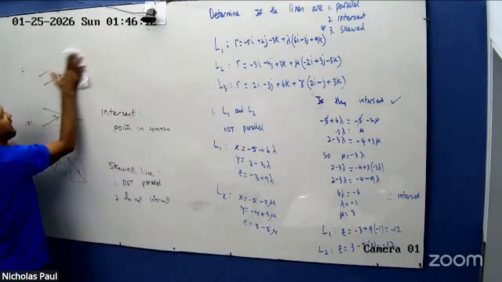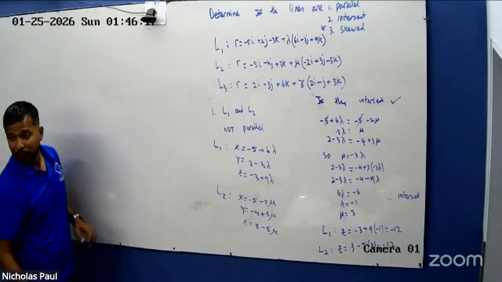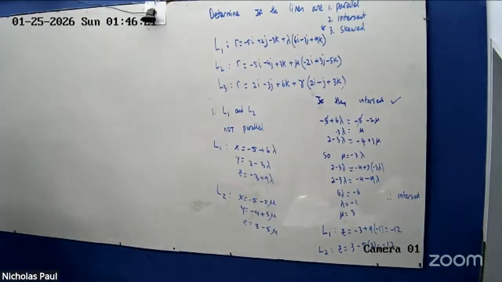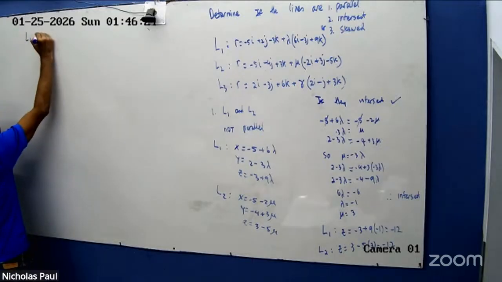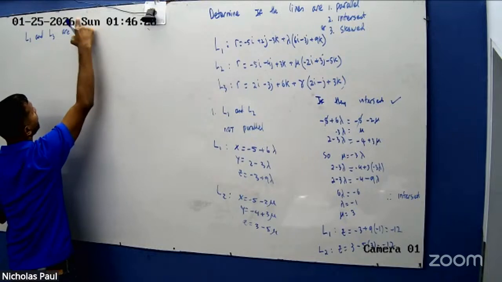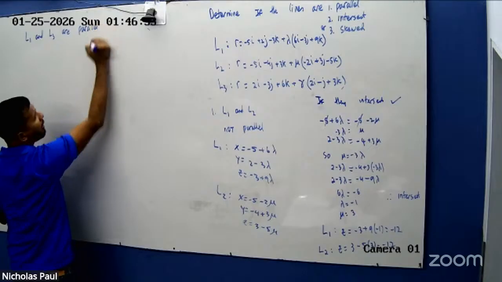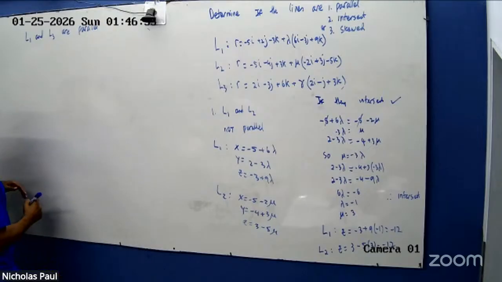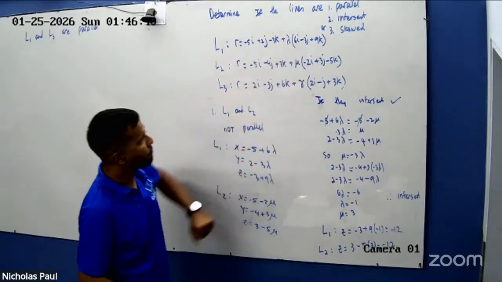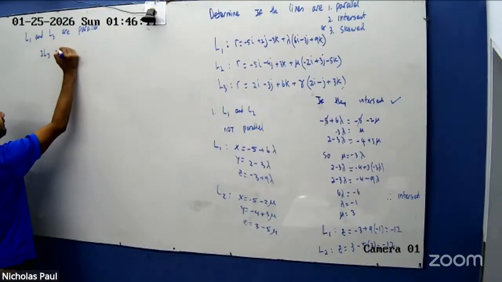How was it? Parallel or not? Right, nice. L1 and L3 are parallel because the direction vectors are multiples of each other, right? So if I multiply L3 by 3, I'll get L1.